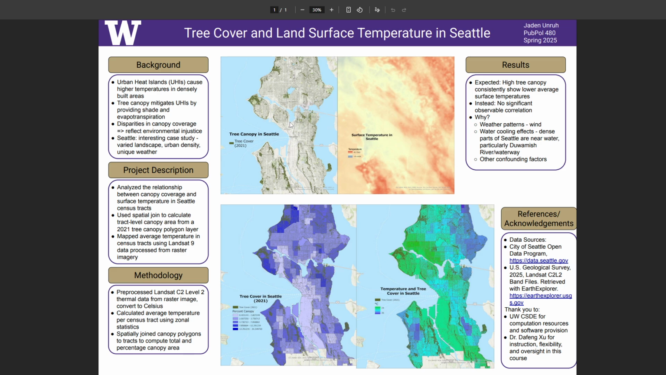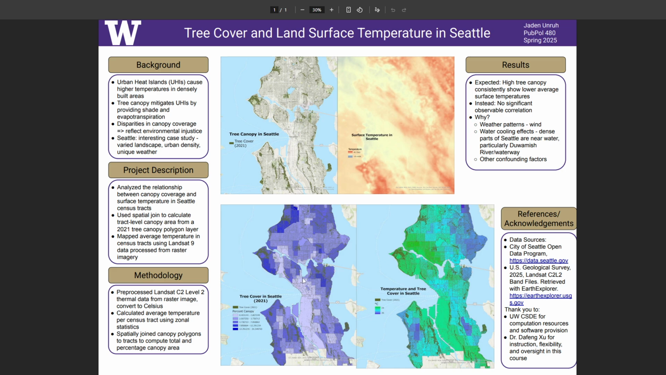So for this project, we analyzed the relationship between canopy coverage and surface temperature in Seattle. And we looked specifically at various census tracts. That's how we analyzed our data. So I used a spatial join to calculate the tract level canopy area from this. This is a 2021 study done by the city of Seattle on tree coverage. And additionally, we mapped average temperature using the Landsat 9 data from the United States Geological Survey.